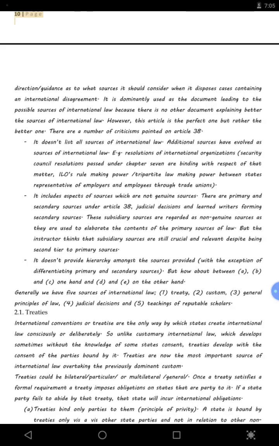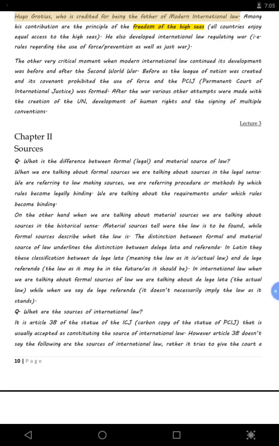Hugo Grotius is credited as the father of modern international law. Among his contributions are the principle of the freedom of the high seas: all countries enjoy equal access to the high seas. He also developed international law regulating war, i.e., rules regarding the use of force, prevention as well as just war.